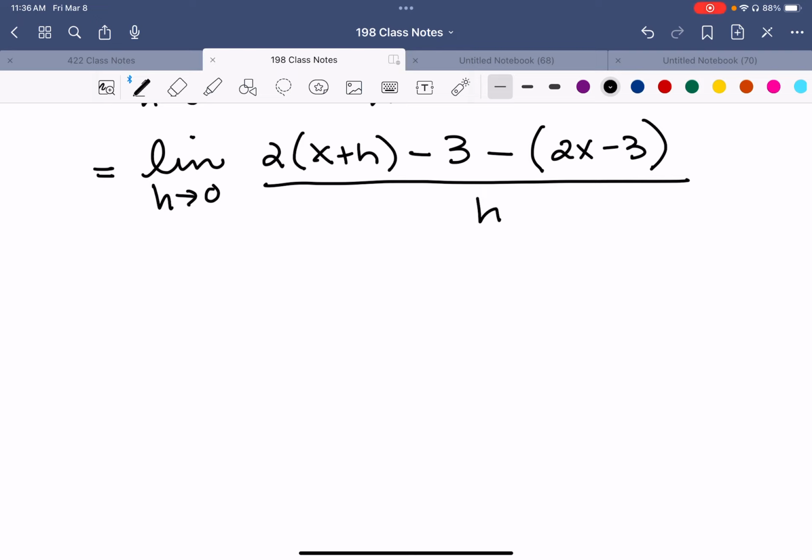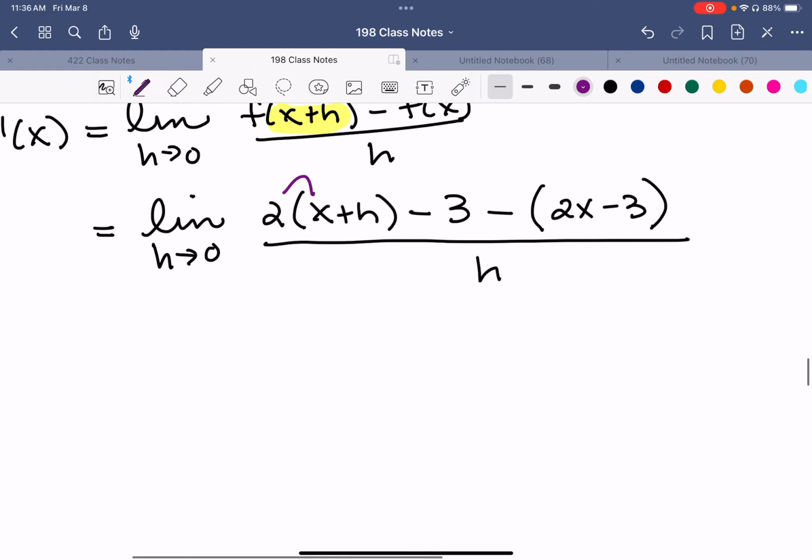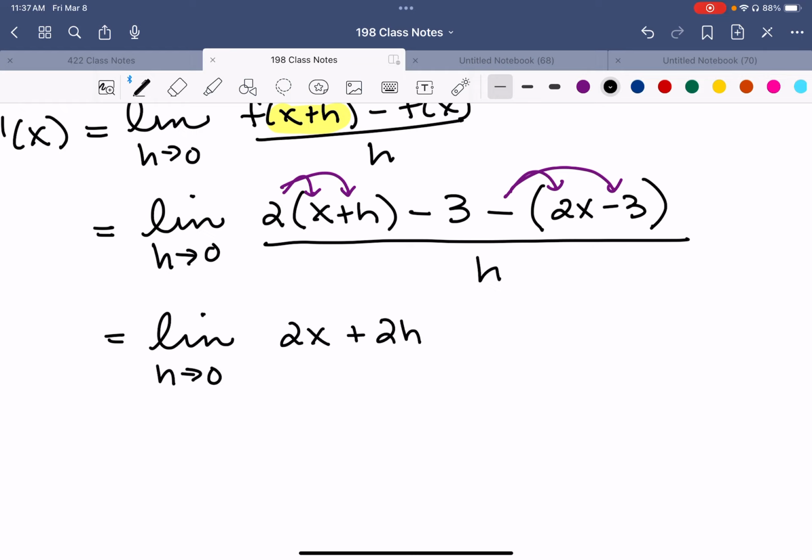So my first strategy is going to go ahead and distribute everything. I'm going to distribute the 2 and the negative. And that's going to leave me with the following. The limit as h goes to 0, 2x plus 2h minus 3 minus 2x plus 3 all over h.